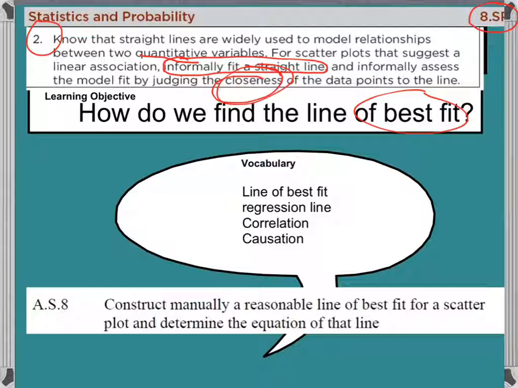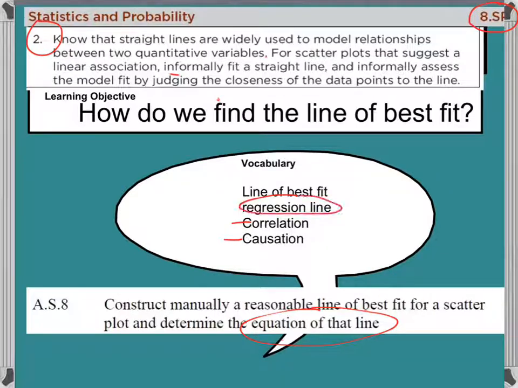In the integrated algebra standard, it's manually construct a reasonable line of best fit for a scatter plot and determine the equation of that line. So that's what we're going to do today. We're going to find not only the line of best fit, but the equation of the line as well. So the only thing that makes the integrated algebra standard a little bit different than the 8th grade standard is that you actually have to find the equation of that line. Okay, we're also going to talk about correlation and causation like we did in the last lesson, and we're going to talk about a regression line.